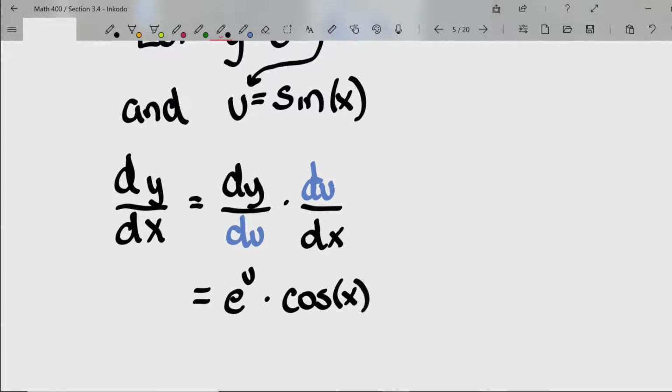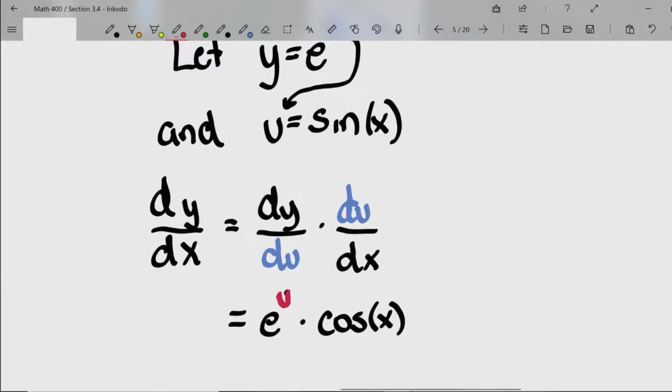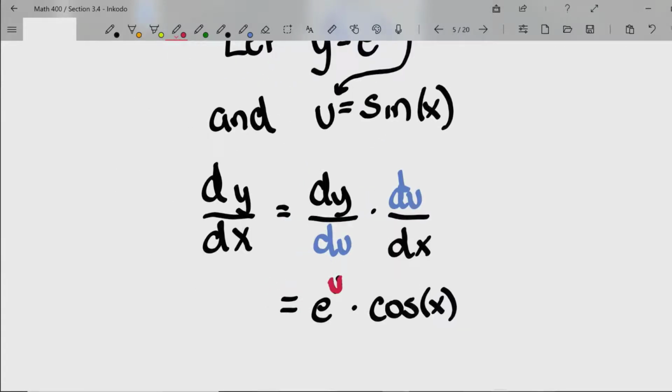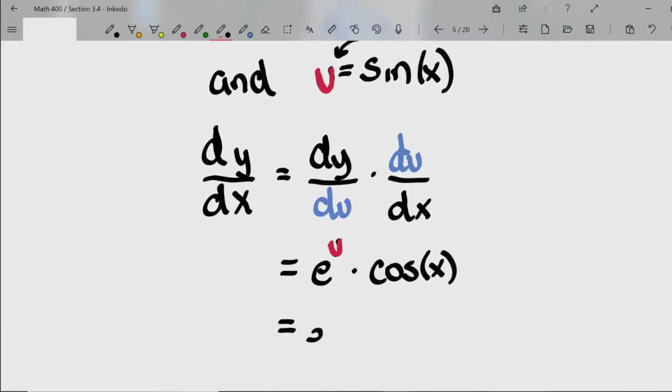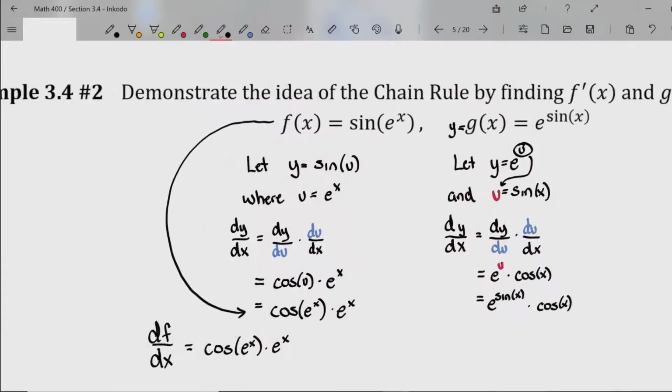Notice there's a mixture of two variables here. The u is not allowed. That was just a stopover variable that we created. So we're going to have to resubstitute in what u is actually equal to. u is equal to sine of x. So this is going to be e raised to the sine of x, and then times the cosine of x. And that is the derivative of g with respect to x, or dy dx if you let y equal g of x.